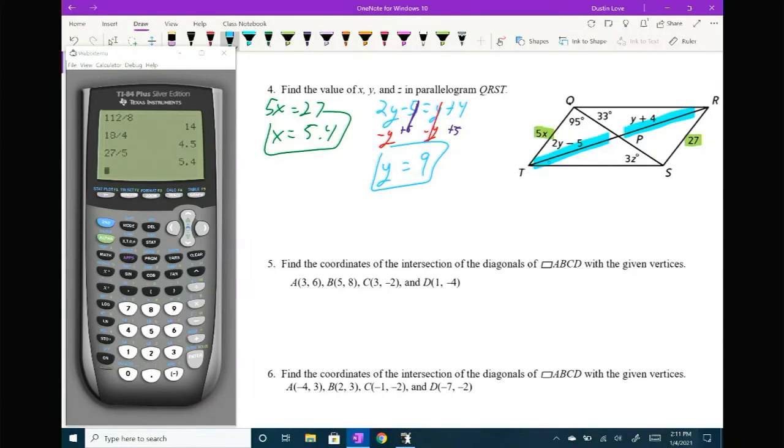Now remember how we talked about those congruent triangles? Well, actually, you know what? I'm going to do this an easier way. I know that these two are parallel. And when they're parallel, that means that here the diagonal QS is a transversal line, which means that angle RQS and angle TSQ are alternate interior angles. Therefore, they are congruent. So I know that 3z is equal to 33. Divide both sides by 3, and z equals 11.